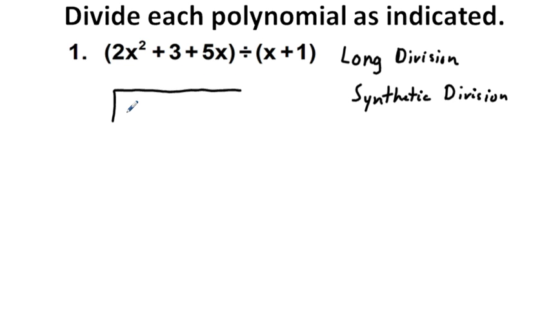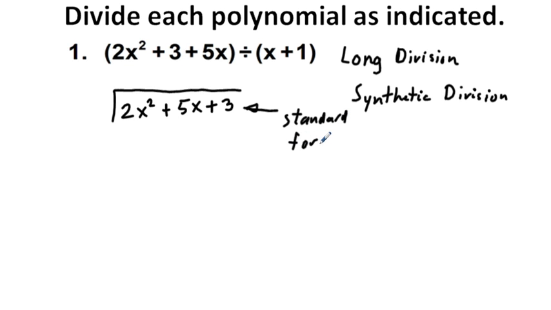I'm going to put in here 2x squared plus 5x plus 3. Now, did I write this 2x squared plus 5x plus 3 the same as above? No, I did not. And what I did is I wrote this in what we call standard form. The standard form is where you have the powers of the variables and the terms in descending order. So we have 2x to the second power plus 5x to the first power plus 3, and 3 is 3x to the 0 power. So the powers are in descending order.